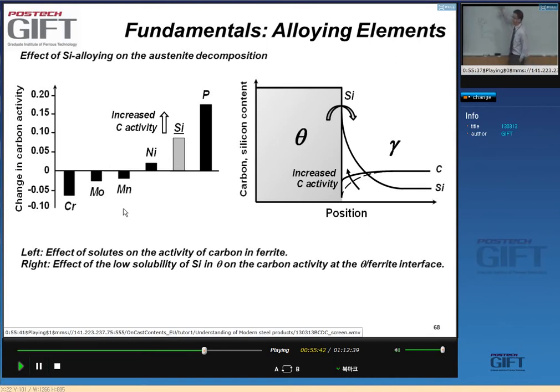What drives the diffusion is the free energy difference, yes? And so it's not the carbon content, it's the activity of carbon that is important. And this is where silicon comes in. As I expel silicon from this area, I have a high silicon level in this region, yes? And this may be the carbon content, but the activity of carbon does not have a downward slope. It has an upward slope. So cementite cannot grow, yes?